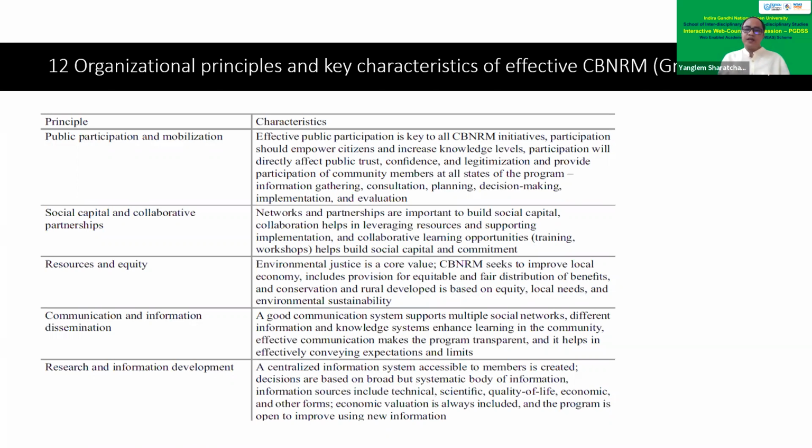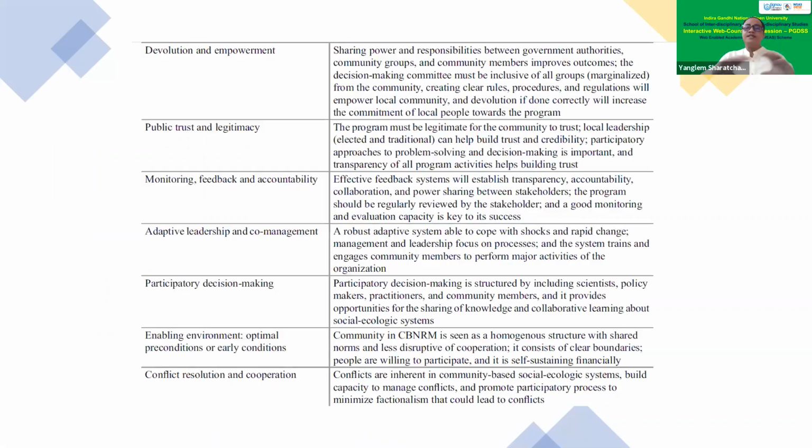And resource equity, as I told you, environmental justice should be there. Equal benefits for all the stakeholders should be there, irrespective of caste and others. Then communication and information dissemination is very important. The real status of those resources, their values in the local area, their traditional beliefs, those information needs to be collected, and dissemination is important. At the same time, we need a research and information development mechanism, so that it will help in sharing from one stakeholder to other stakeholders.